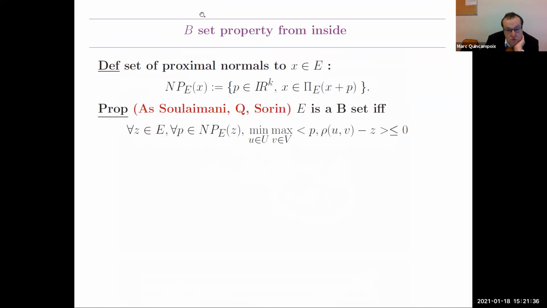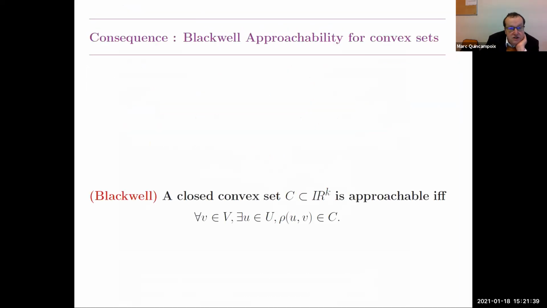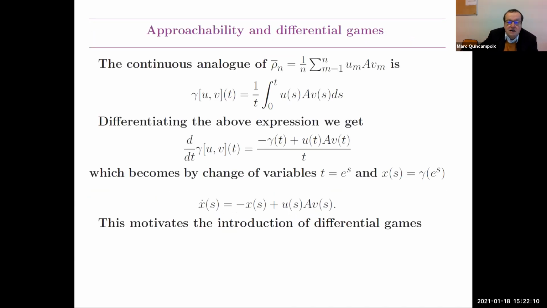Okay, so we have a result of Blackwell, but I recall that when we have a closed convex set, the previous condition is approachability. A closed convex set is approachable if and only if for every V in V, there exists a U such that rho of UV is included in C. Diane has spoken about this condition. And now let's try to motivate the introduction of differential games.